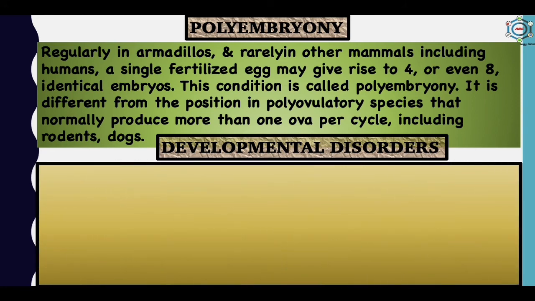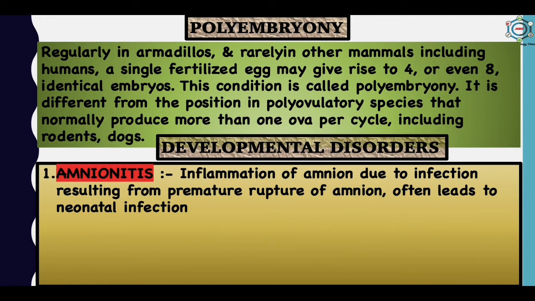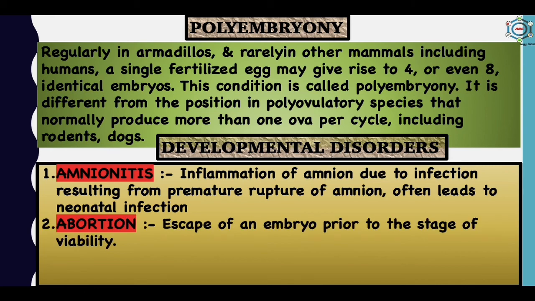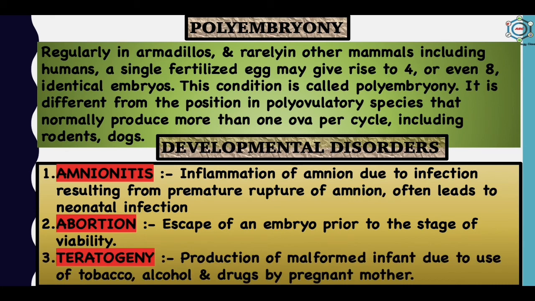Now, the developmental disorders. And in this case, there are three disorders. First one is amnionitis. In this case, the inflammation of amnion due to infection resulting from premature rupture of amnion often leads to neonatal infection. Second is abortion, escape of an embryo prior to the stage of viability. And then teratogeny. In this case, the production of malformed infant due to use of tobacco, alcohol and drugs by the pregnant mother.